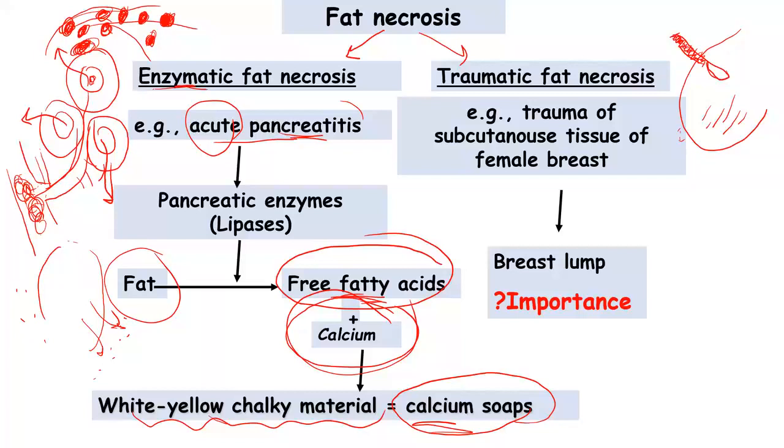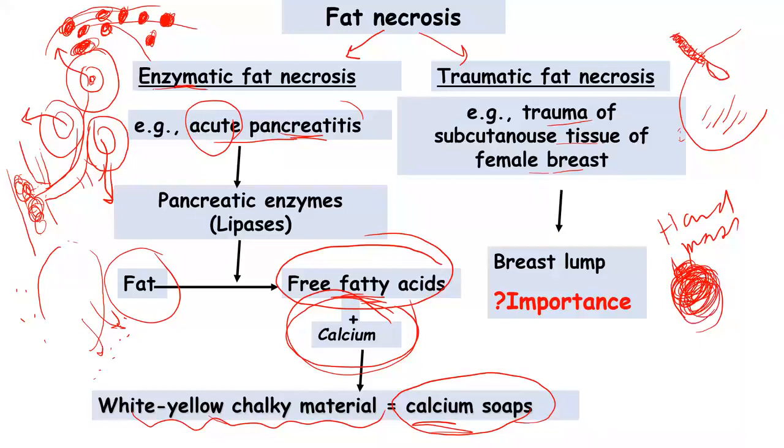Of course, this will lead to what? This trauma to the subcutaneous tissue of the female breast or any fatty tissue in the body will lead to formation of a hard mass. Why hard mass? Because when you damage fat cells, there will be a release of free fat forming free fatty acids, and they will combine with calcium, leading to calcification and formation of this hard mass.